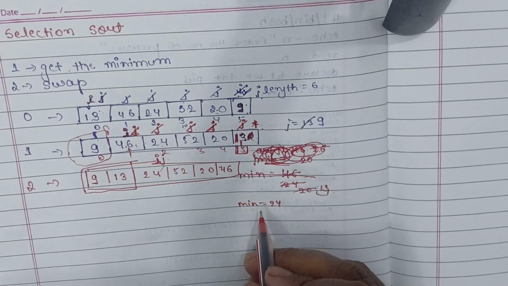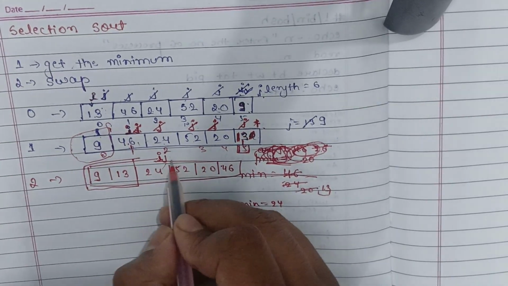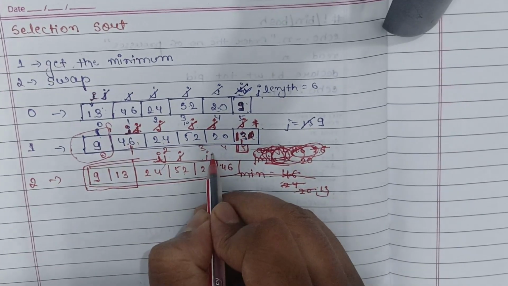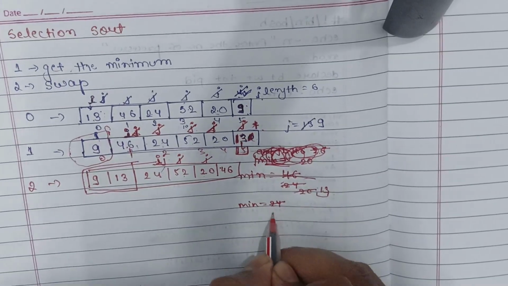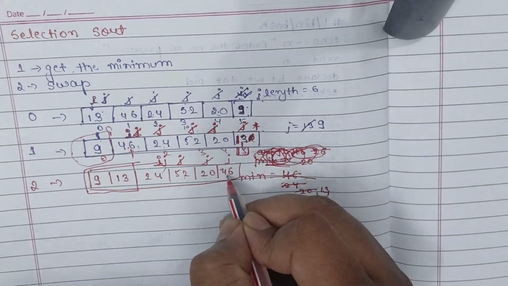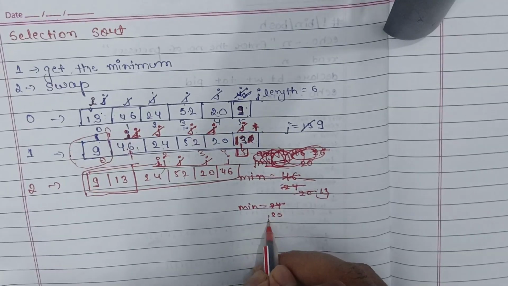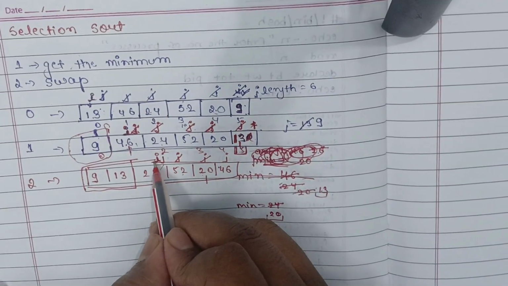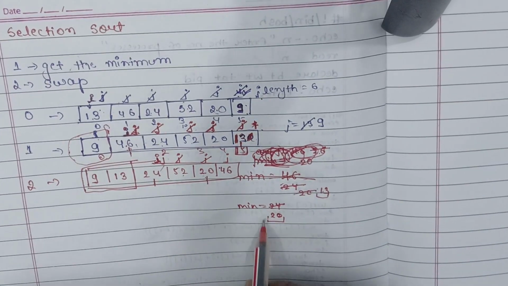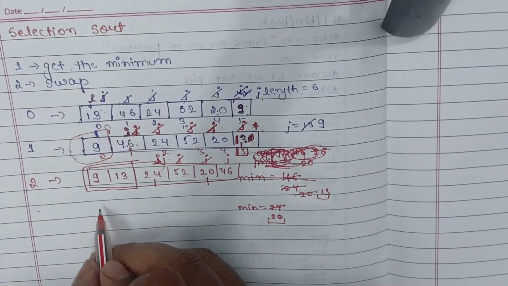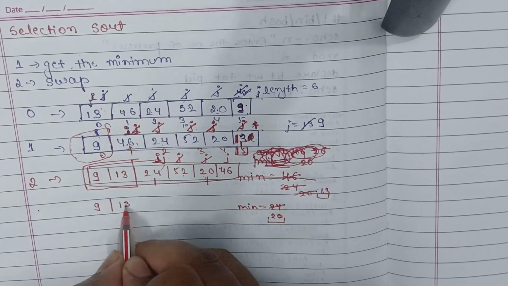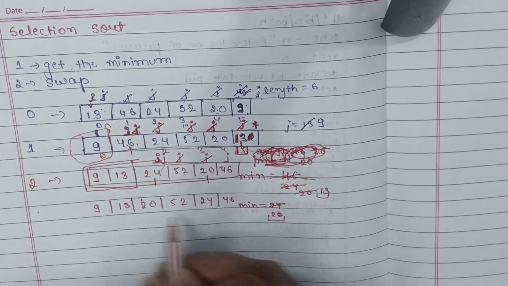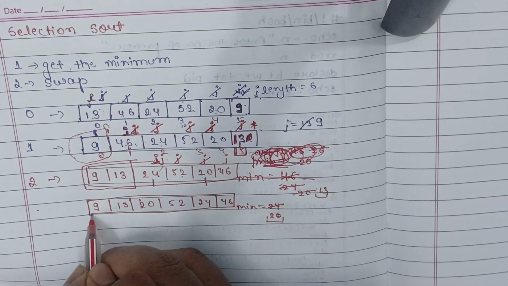So you have to take 24. Now move forward in the array and check whichever is the minimum. j goes here, is 52 less than 24? No. j goes there, finds that 20 is less than 24, so it updates it. Goes forward, checks 46 is not less than 20. So what is the minimum element right now? 20. So 20 will be swapped with i. This particular element will be swapped by this minimum element. If we swap it, we get 13, 20, 52, then 24, then 46. This is the array that we have got right now.